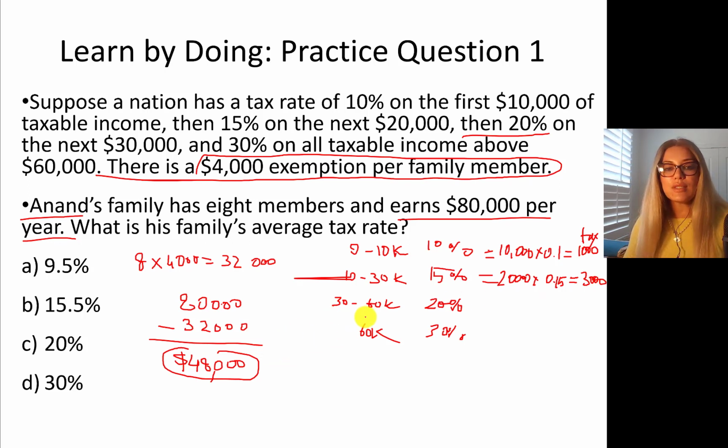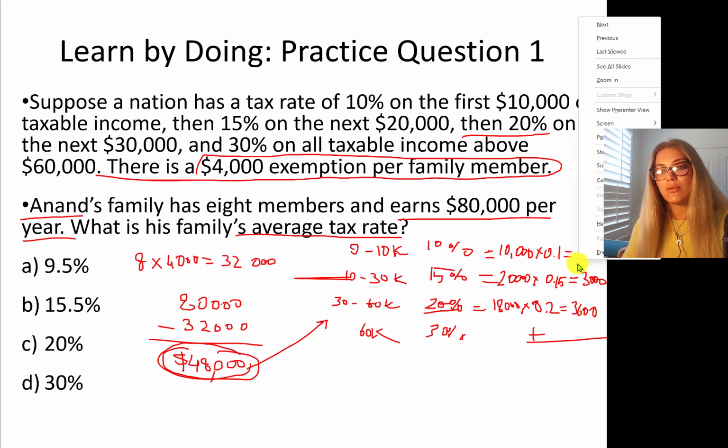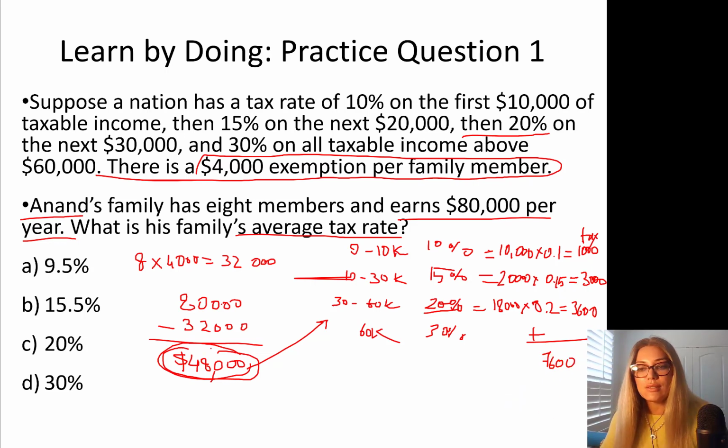And from 30 to 60, he's exactly in this group. First of all, what's his marginal tax rate? Because his tax base is 48,000, which falls in here, it's 20%. That's his marginal tax rate. But in this question, we're asked the average tax rate. So from 30 to 48, there's $18,000. That is taxed at 20%, 0.2. So that's $3,600. We are done. We add everything: 3,600, 3,000 plus 1,000, is $7,600. This is his total tax bill.